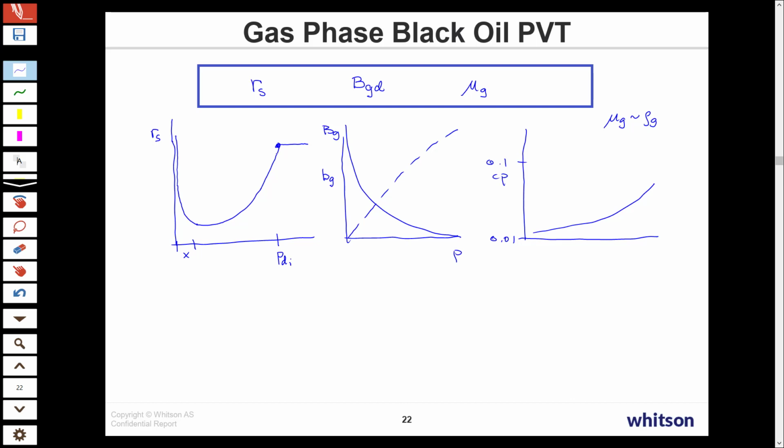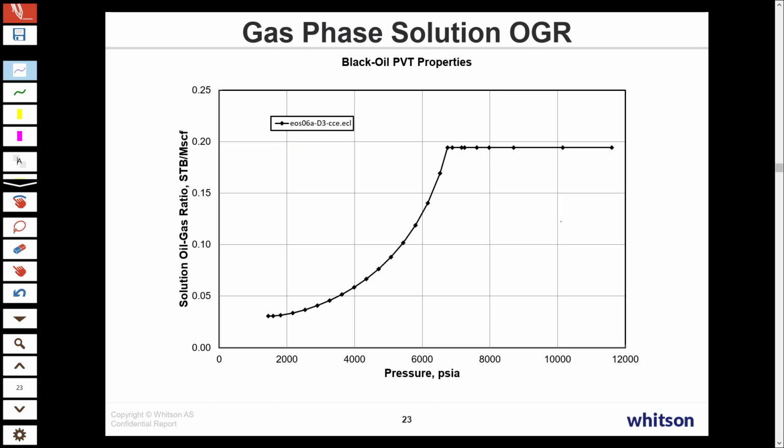Now, what we clearly see here is that there may be significant composition changes of the gas, right? Remember, gas composition is directly related to solution GOR, so solution OGR. So you may have some composition dependence that you're not really seeing in these figures here. Let's look at a real system. This is the volatile oil again.